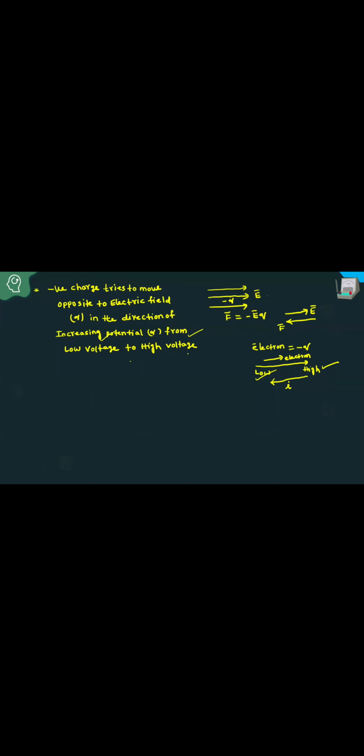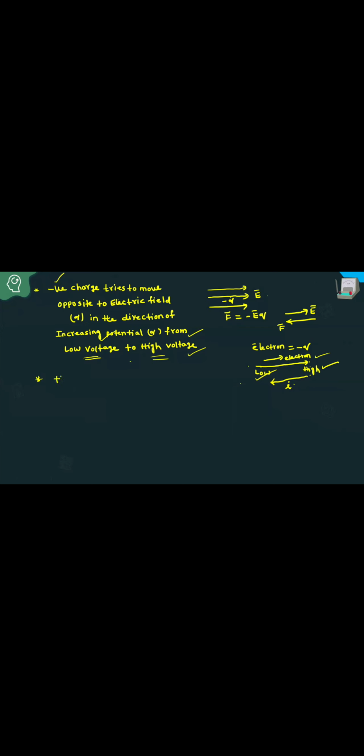From low voltage to high voltage. That is, negative charge is moving always from low voltage to high voltage. Negative charge moving from low voltage to high voltage means electrons are moving from low voltage to high voltage. Current is moving from high voltage to low voltage. I told already, the current direction is opposite to electron direction. Satisfied? Okay. I'm writing one more statement.